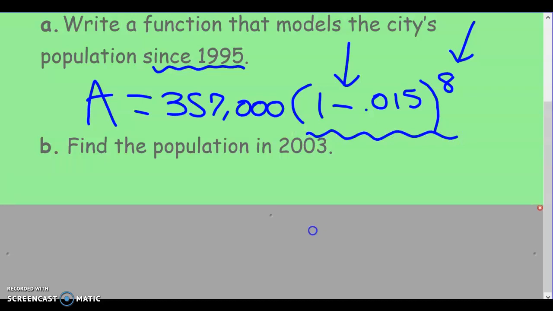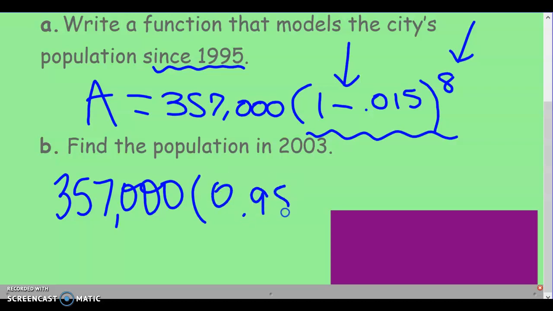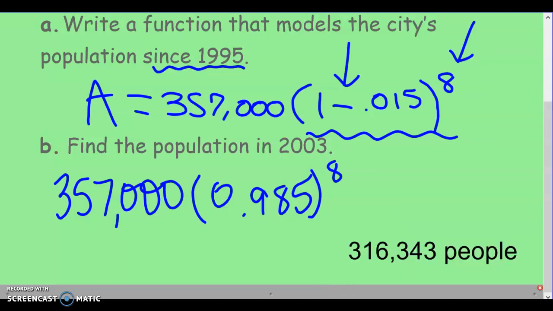So you're going to do 357,000, and then you're going to do 1 minus 0.15, and you're going to get 0.985, and that's going to be to the 8th power. So if I work that out, it's 0.886 and multiply it by 357,000. Now, since it's decreasing, this answer should go down. That's what we want to see happening because it is a decay model.